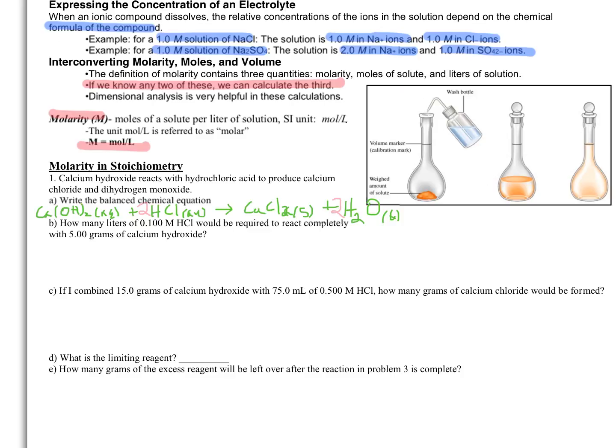So for part B, how many liters of 0.1 molar HCl would be required to react completely with 5 grams of calcium hydroxide? So we'll start with our given. Now this wants liters, but I can't use that 22.4 because it's not a gas and it doesn't say it's at STP. So the only way I'm going to get to liters is by using this molarity. I have molarity, so I have this, I want this, so I need to find moles. I can easily do that.